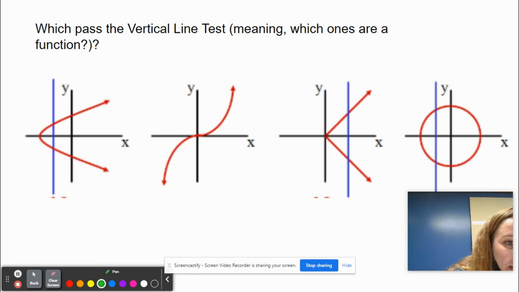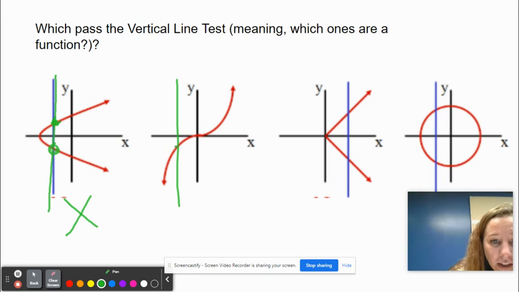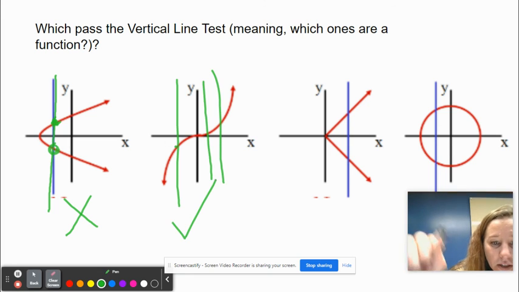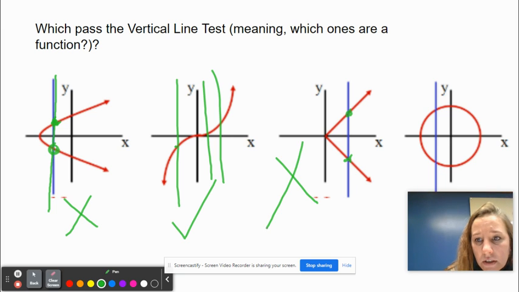All right, again, we're going to do this. You see these red graphs? Look, this blue line came through. That hit it in this place and in this place. Not a function. Here, I can draw vertical lines all day and never hit twice. That is a function. Here, look, I hit there and there. Not a function. I hit there and there. Not a function.